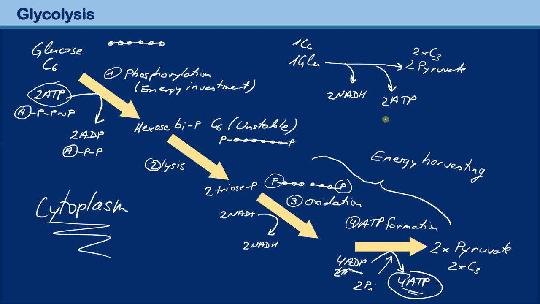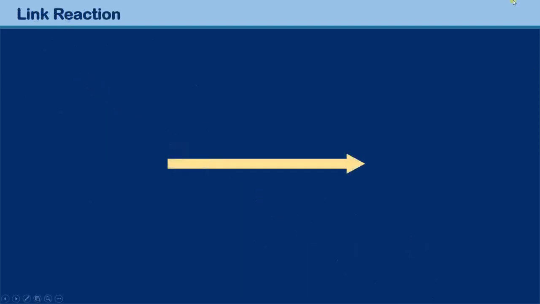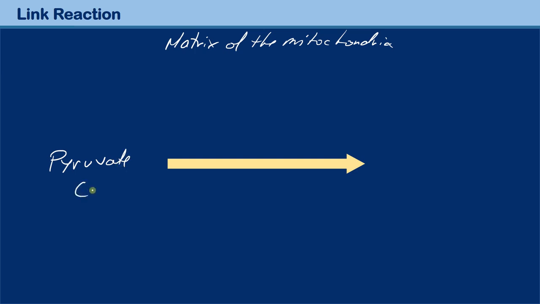The pyruvate now goes into the mitochondrion, and this is now the link reaction, and this link reaction takes place in the matrix of the mitochondrion, mitochondria plural. Okay, and of course we have to start over here with a pyruvate, a C3. Now, per molecule of glucose we make 2 pyruvates. I'm just going to look at one of them here. So it's going to happen 2 times, 1 for each pyruvate molecule for each glucose.